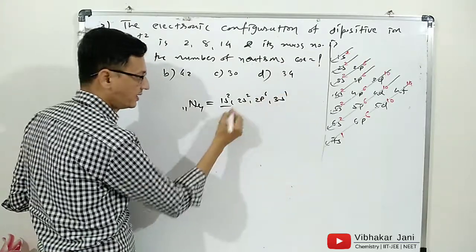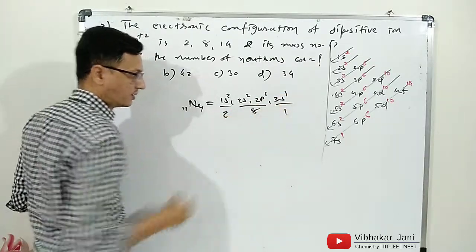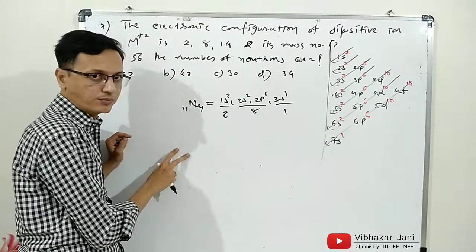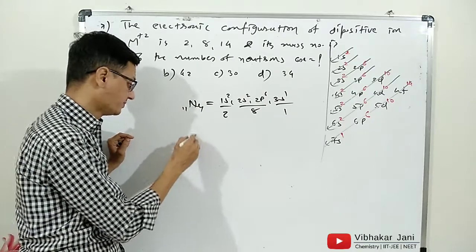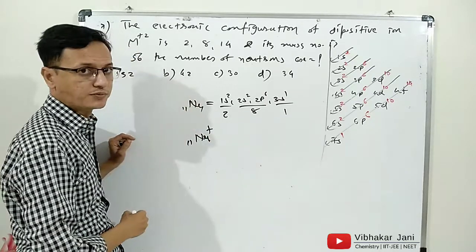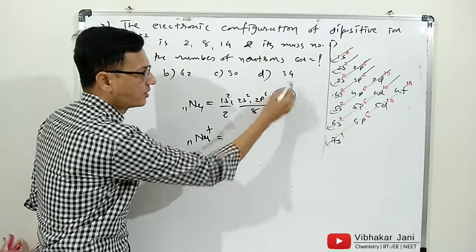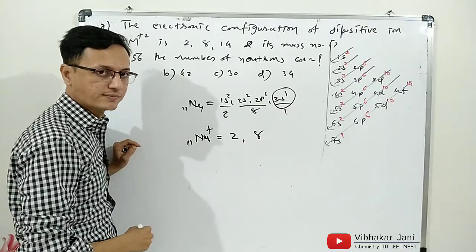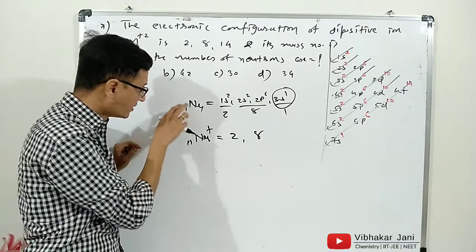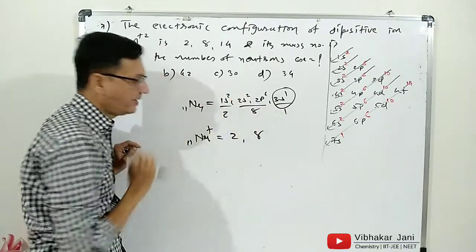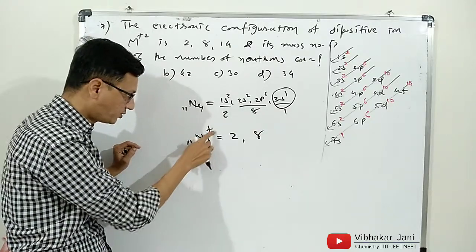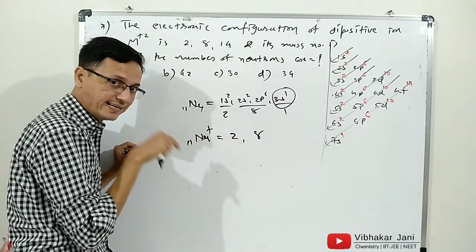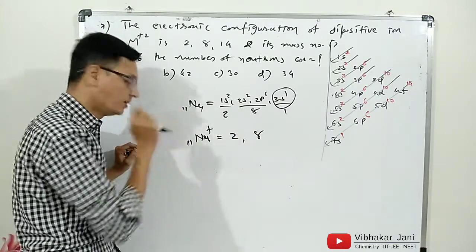Suppose I am talking about sodium's electronic configuration. If I write sodium, 1s2 2s2 2p6 3s1, so it has 2 8 1, this type of configuration sodium can have. It is a neutral atom. But if I say Na+, unipositive sodium, so one electron is gone, so the electronic configuration will be 2 8. So in normal sodium there are 11 electrons, but in unipositive sodium there are only 10 electrons. So one electron is less than the neutral atom because it is unipositive.